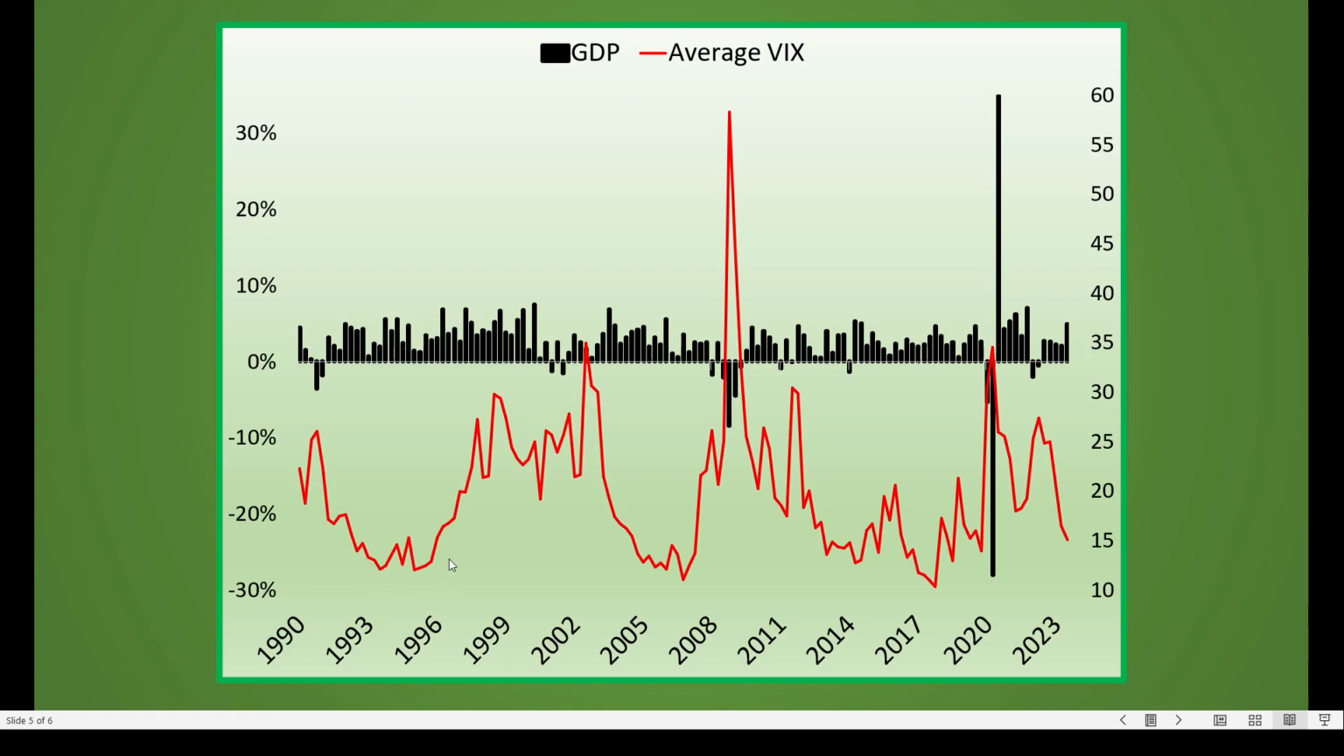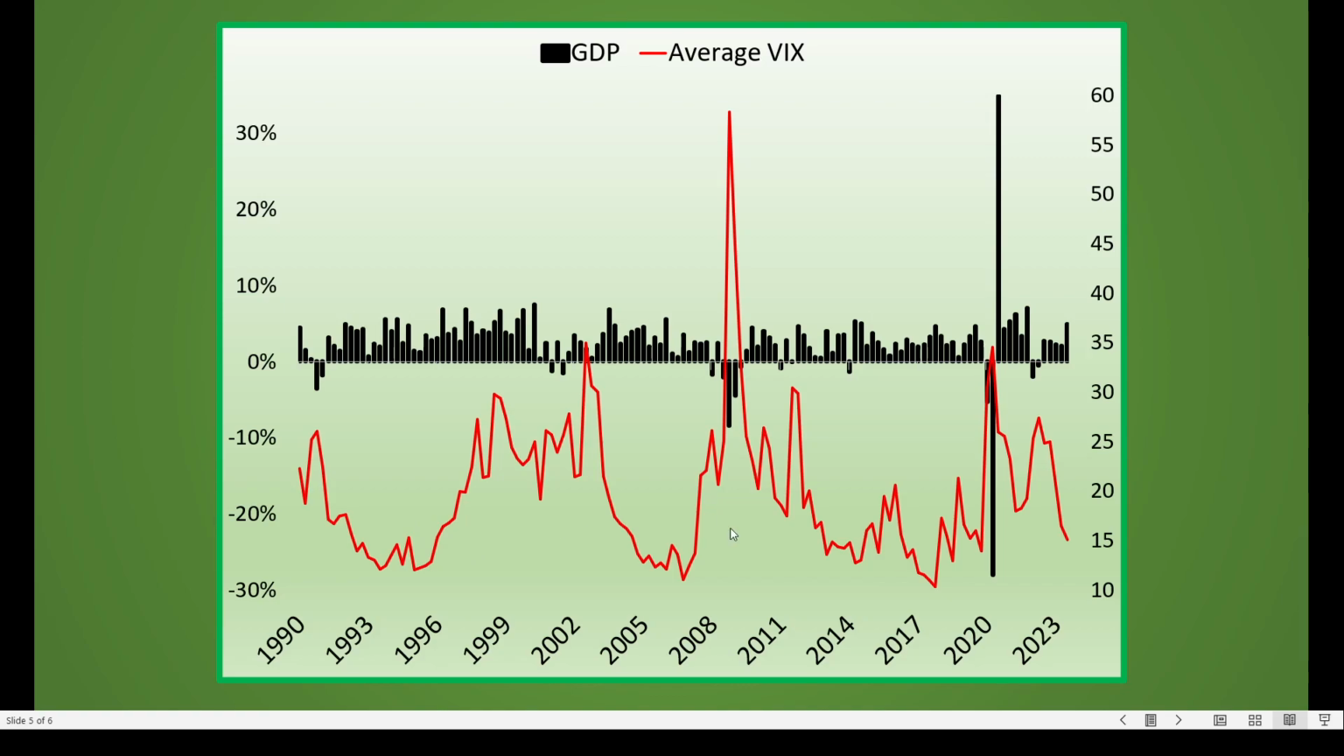Very strong economies in the 1990s, especially the latter part of the 1990s. And take a look at the VIX. The VIX was at 15, 20, until we get to the stock market crash of 2001, then we start to see the VIX really rise. But before that, we saw a very low VIX around the 15, 20 level.